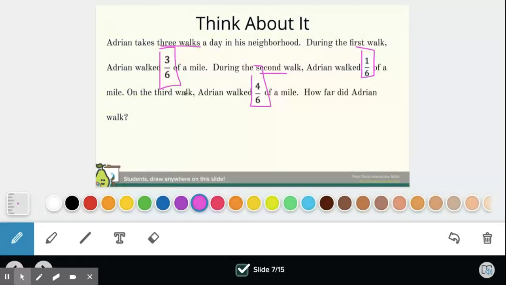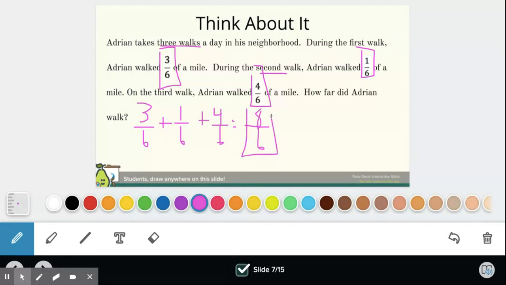All right, so in order to find out how far Adrian walked, we first want to add these 3 fractions together, and we do have like denominators. So when we're adding them, our denominator will be staying the same. All right, so setting this up, my denominator is going to stay the same. So we're going to put a 6 down here. And let me go ahead and add the numerators now. 3 plus 1 is 4, plus 4 is 8.